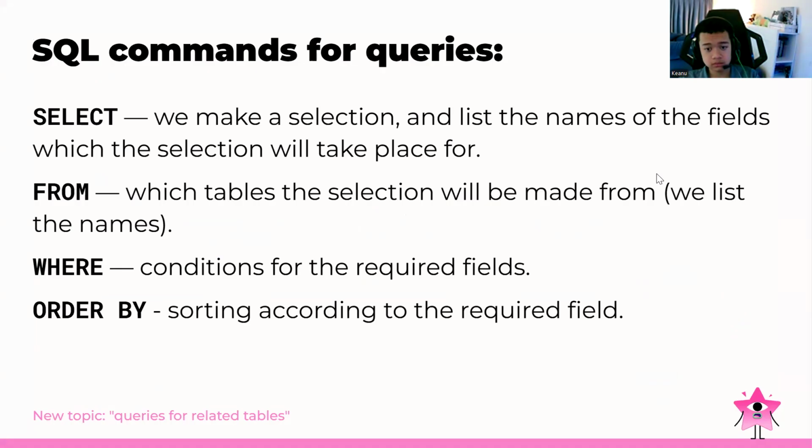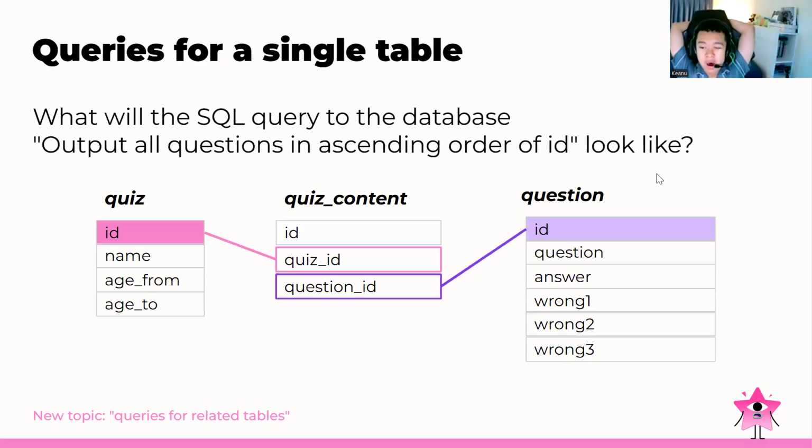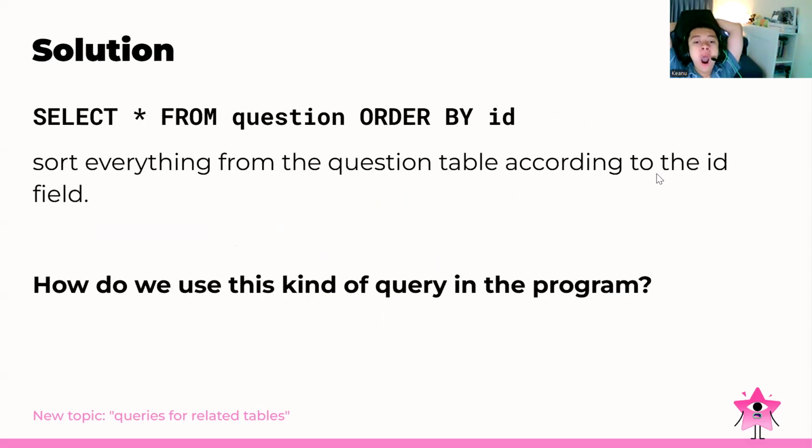Which sets the conditions for the required fields. And then we also have ORDER BY, which sorts according to the required field. For this one, we also have the questions. I put all the questions in ascending order of ID. For the solution, we can use the asterisk. That means: SELECT * FROM questions ORDER BY id.